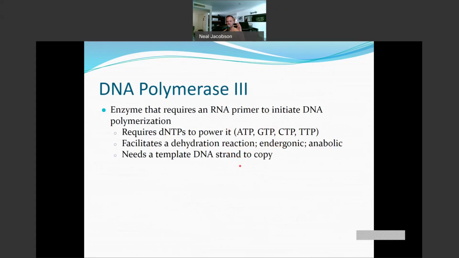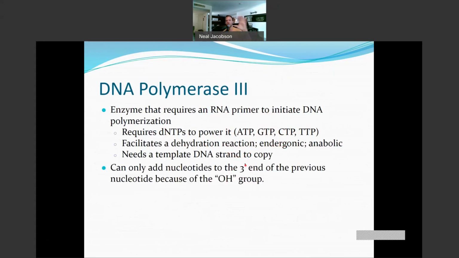So it's going to read one thing, and then it's going to put the complementary base pair as the next thing. And I'll show you that in a different image here. Okay. So the important thing is that it has to follow this rule, though, and this is the rule of forming DNA polymers, is that new nucleotides can only be added onto the 3' end of the previous nucleotide.